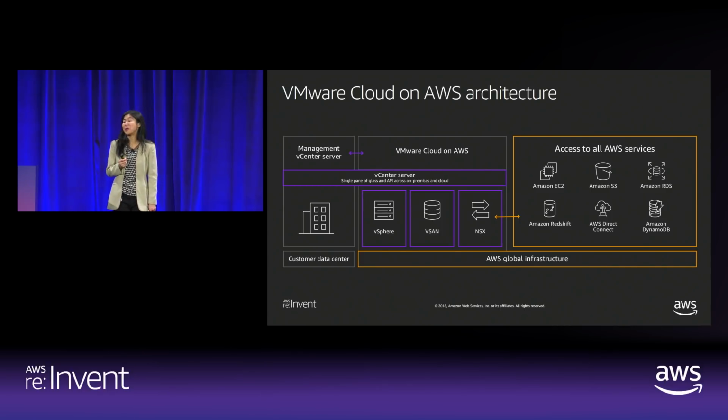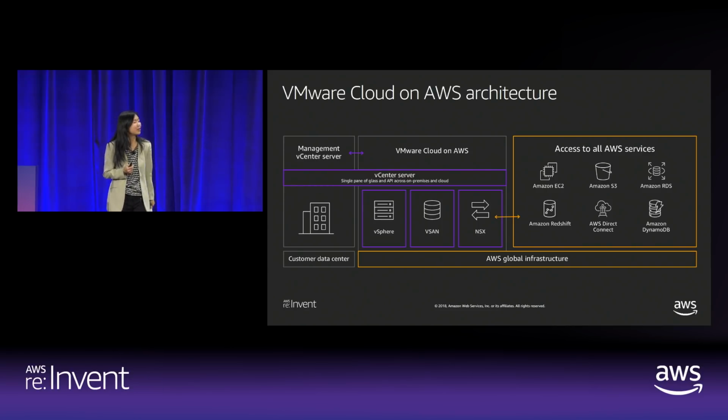So Hybrid Linked Mode allows customers, using the same vCenter interface, to see their resources both in the on-prem data center as well as in VMware Cloud on AWS. And this we've been repeatedly asked for, right? Give me a single pane of glass. Here you go, right? So that's definitely happening there.